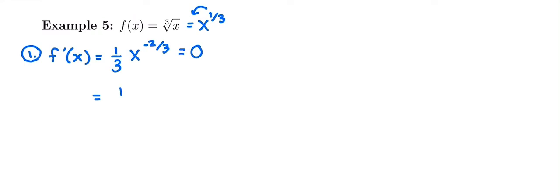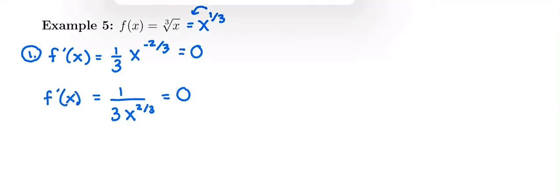And in order to solve this, I need to put negative exponents where they belong. So I have the 1/3, and I need to put x to the positive 2/3 in the bottom where that negative exponent belongs. So there's my derivative that I'm setting equal to 0. And I want to see what makes the top 0 and what makes the bottom 0. So I want to see what makes the top 0. What makes 1 equal 0? Well, nothing. 1 is always 1. So I don't get a critical number from the numerator.